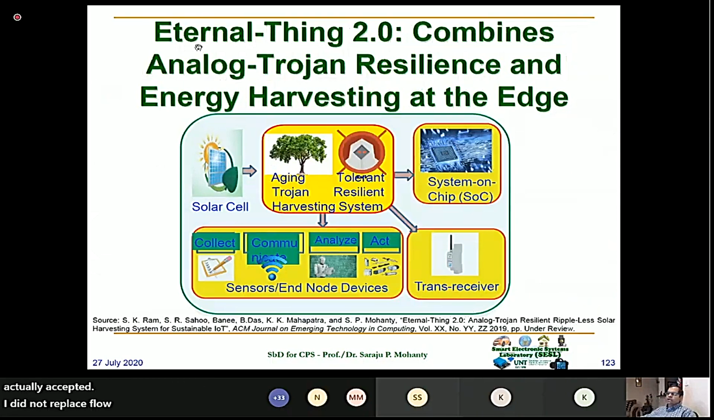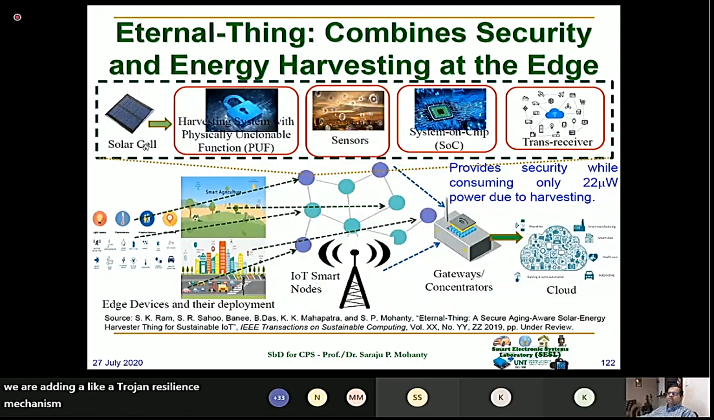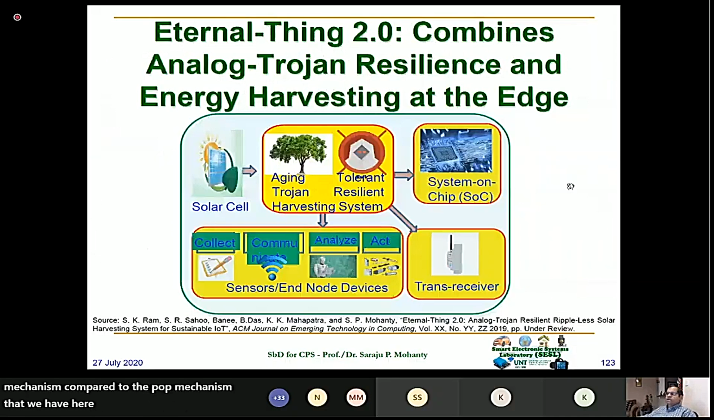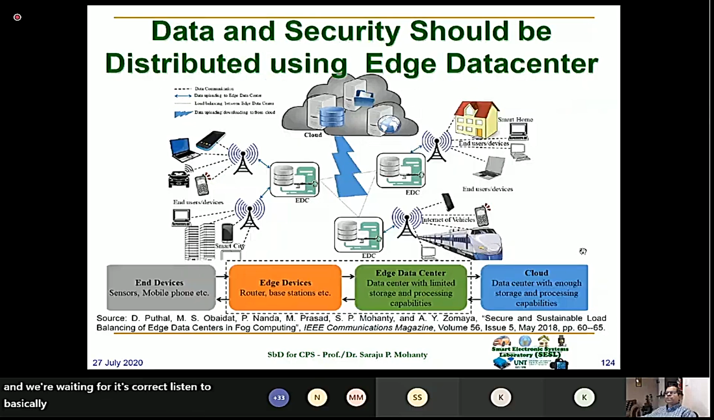Anyway, we are working on a second variation of this, what we call Eternal Thing 2.0, where we are adding a Trojan resilience mechanism compared to the PUF mechanism that we have here, as another design paradigm. So we have the chip, and we are waiting for its characterization to submit. Anyway, I was mentioning to you that data, system, and device, all of these are equally important security features.